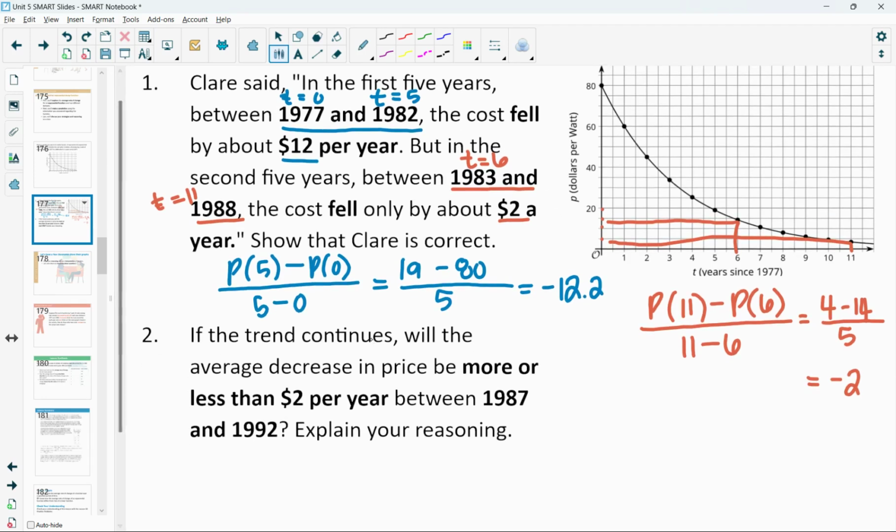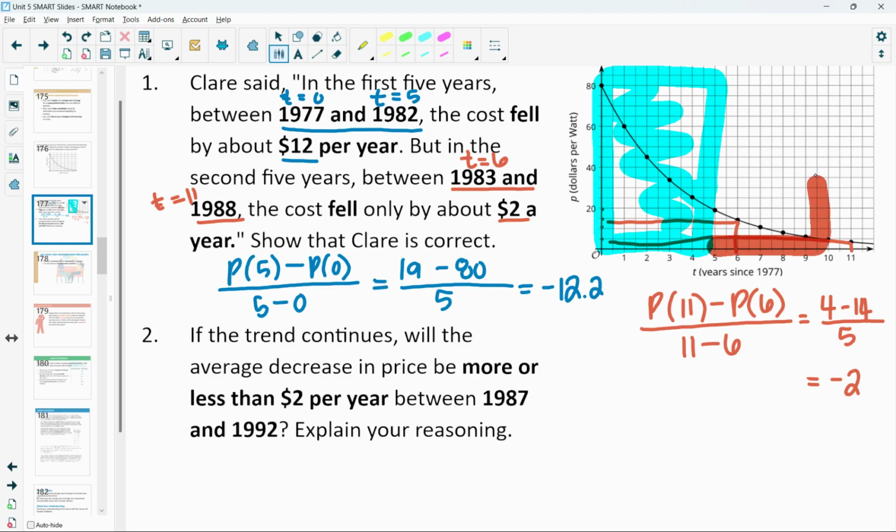Number 2 says if the trend continues, will the average decrease in price be more or less in the next 5-year time period? So we looked at this first 5 years, right? So we did 77 to 82. So we looked at what it was decreasing in here. Then we looked at what it was decreasing in the next 5-year period, right? And now we're going to be looking at what would be happening in the next 5-year time period.